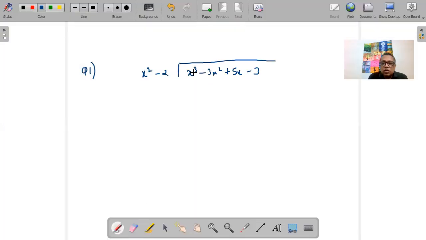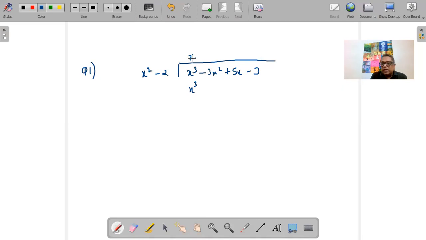So that's the question. Now look at the first term here. This is x cube, and the first term here is x square. You have to see how many times x square will go in x cube. What should we multiply x square by so that we get x cube? So x square has to be multiplied by x. x square into x will be x cube.